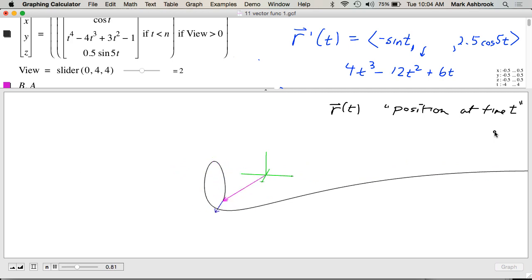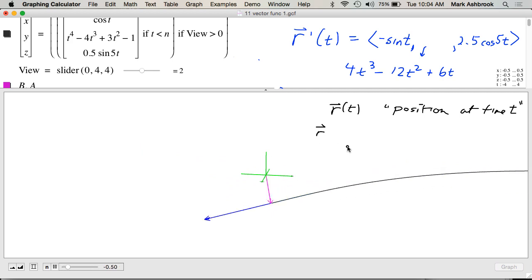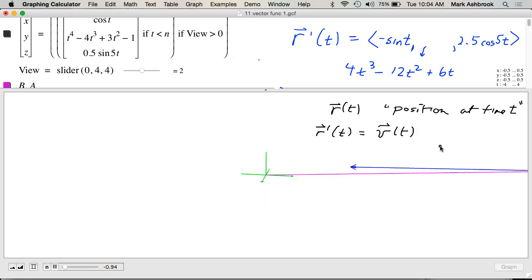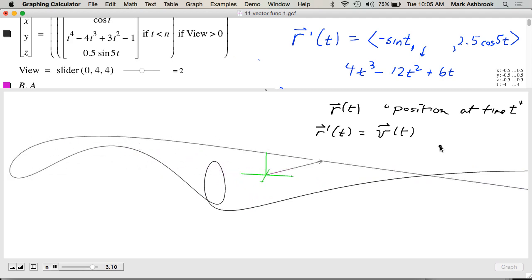So what did we just find when we did r prime of t? Velocity. Velocity vector, right? Because the direction is the direction of the velocity. So let me write it out. r prime of t then is equal to v of t. The direction of v of t is, very simply, think of this as something flying through space, like a particle or an amusement park ride or something like that.